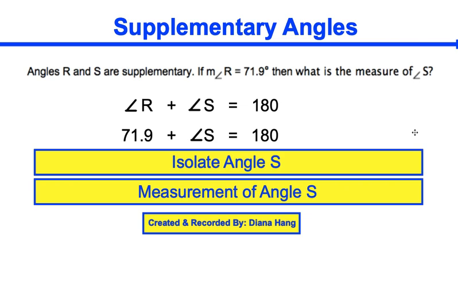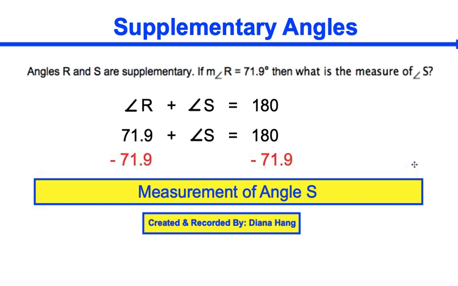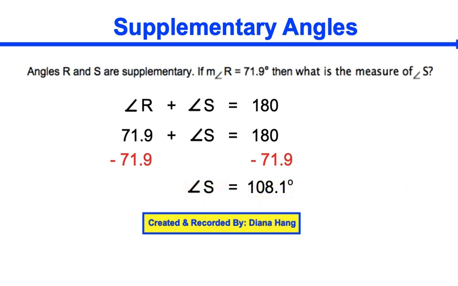In order to find out the measurement of angle S, we simply have to subtract both sides by 71.9. And carefully calculate, angle S will be 108.1 degrees.